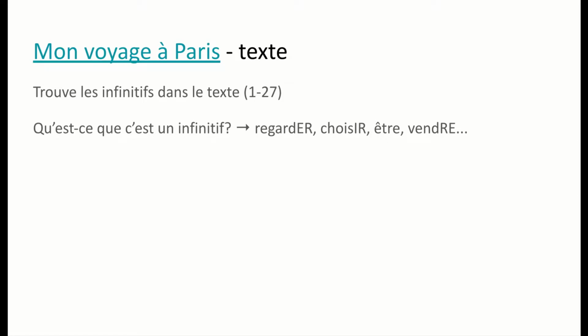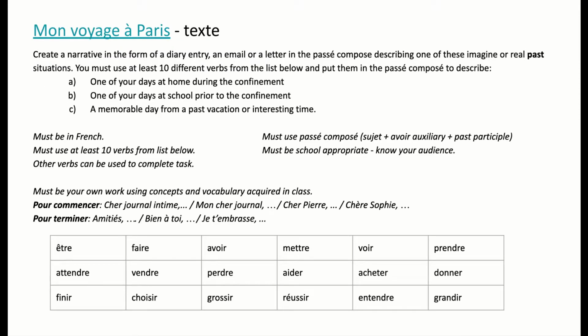But it's also an opportunity for you to read and to hear me, which will help you with another assignment that I'm going to give you, where following the same kind of pattern, you are going to create a narrative in the form of a diary entry, an email, or a letter in the passé composé, describing one of these imagined, or real past situations. You must use at least 10 verbs from the list below and put them in the passé composé to describe either A, one of your days at home during the confinement, B, one of your days at school prior to the confinement, or a memorable day from a past vacation or an interesting time.